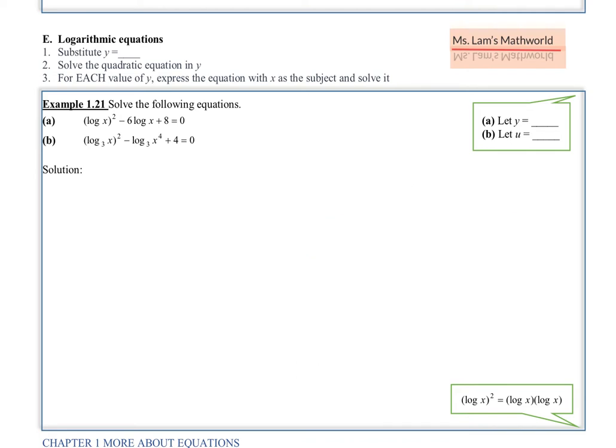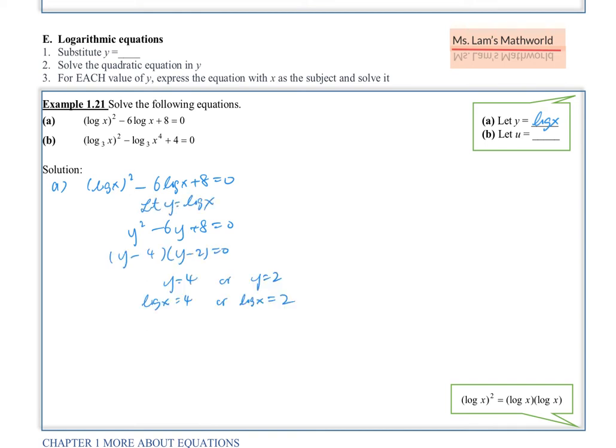So surely for part A we can let y be log x, right? As this one is already y, and the other thing here, log x squared, is y squared, right? So we let y equal log x. After that you get log x equals 4 or log x equals 2.